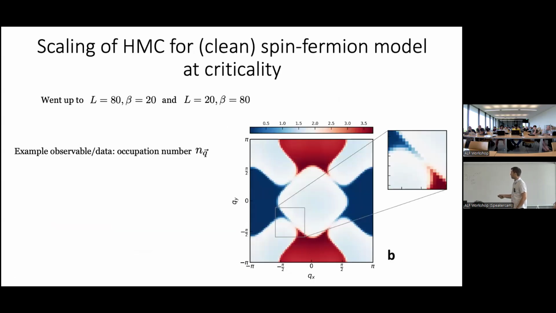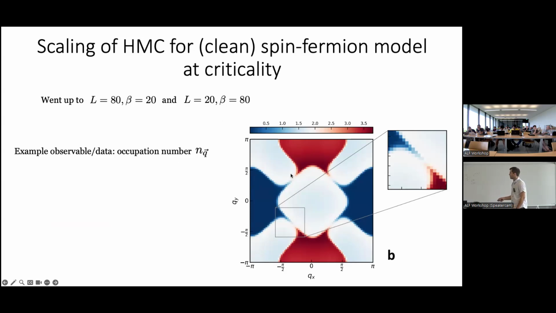Okay, so here's a quick flash of some observables, just to show what we can do with the method. Here's an example for the clean model at criticality. We can go up to system size 80 and temperature 20, and system size 20 and temperature 80. So we can address both limits. We didn't take the two limits together.